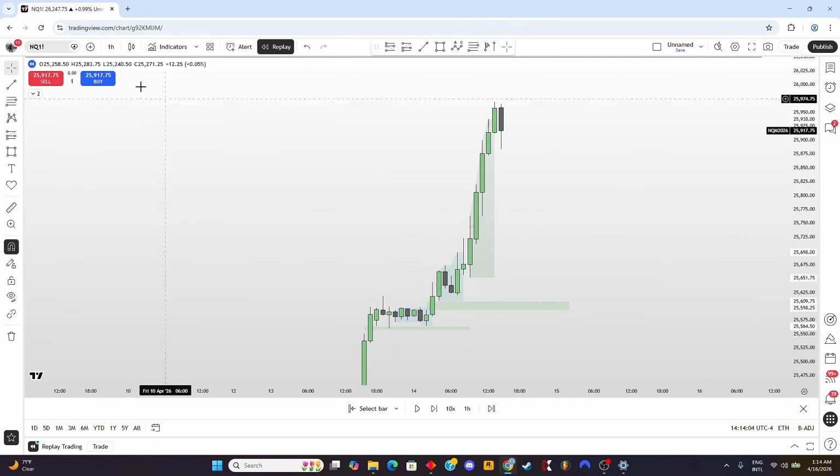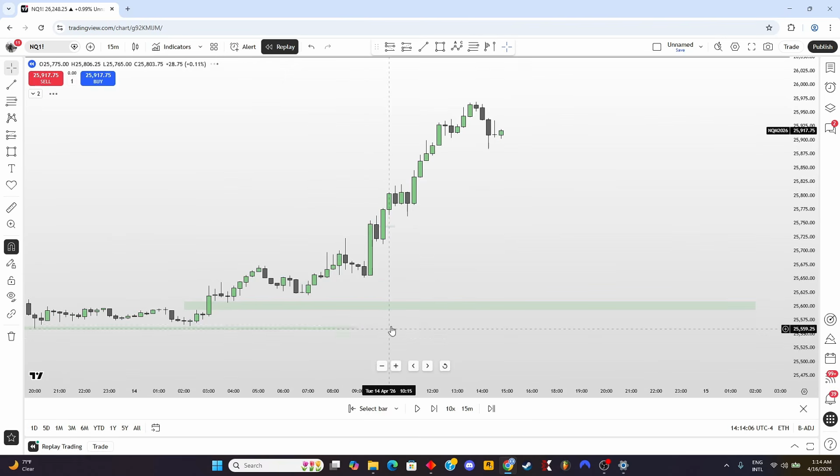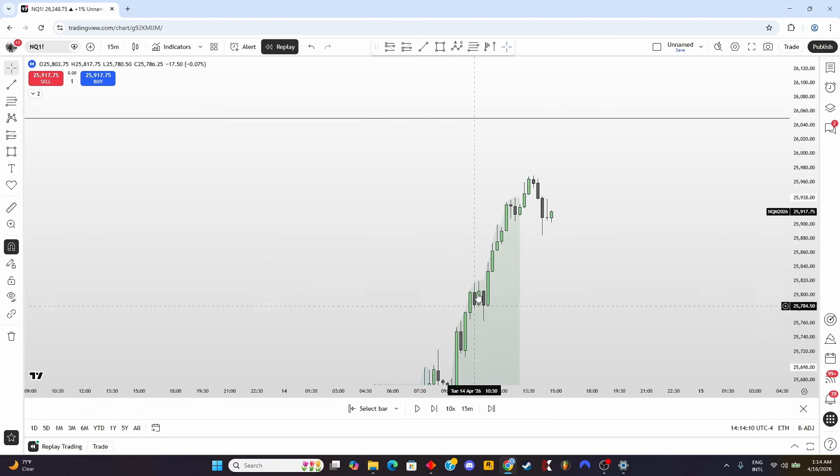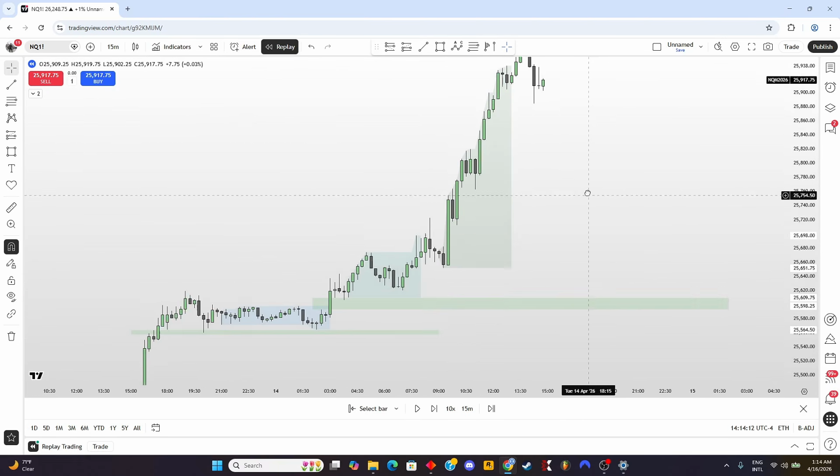So the third step is that after 9:30, we are looking for a 5 or 15 minute fair value gap to form. Because now we have our target up there, which is the equal highs on the 4-hour time frame.